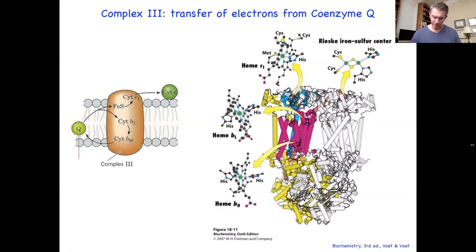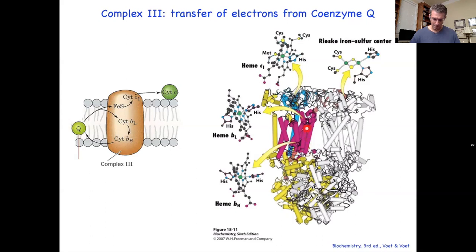And the Rieske iron sulfur cluster is up here at the top of the complex. So if you're looking at this complex the way you've been thinking about it, down here is the matrix of the mitochondria. Out here, this is the intermembrane space. This is our inner mitochondrial membrane. So up here is the intermembrane space, so outside relative to the matrix. And up near that top is that Rieske iron sulfur cluster, and this so-called C-type heme. Those are going to become important.